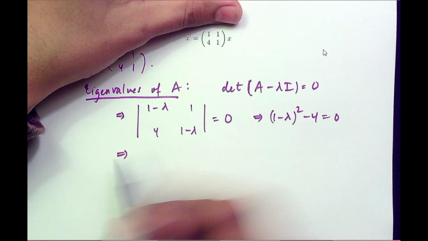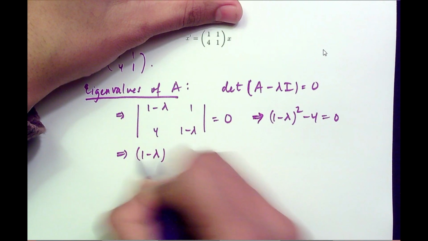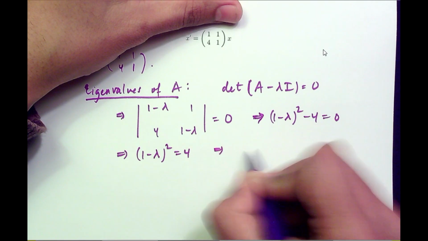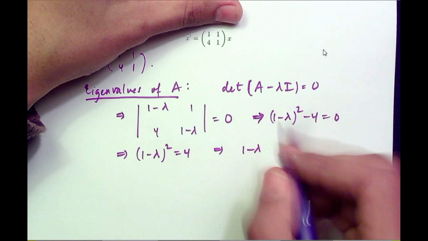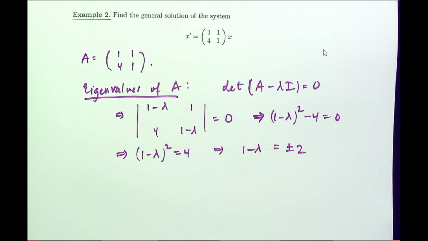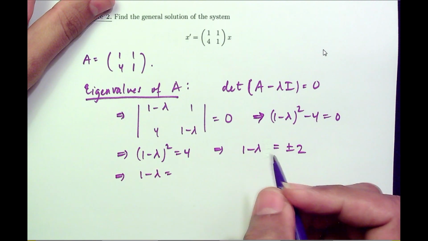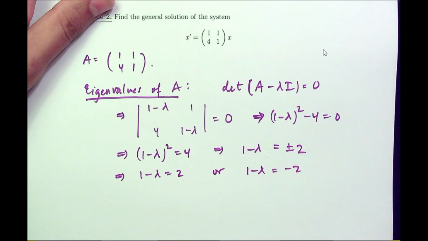Continuing over here, that would mean that 1 minus lambda squared equals 4, moving the 4 to the right, and then taking square roots, you get 1 minus lambda. I guess I don't need the parentheses once I take the square roots. 1 minus lambda equals plus or minus 2. You take the square root of both sides, you get plus or minus 2. So that means there's two possibilities. 1 minus lambda equals 2, or 1 minus lambda could be negative 2.